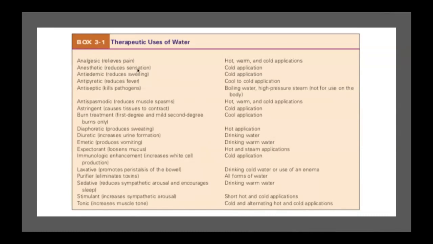So we've got analgesic, relieves pain. Anesthetic, reduces sensation. If we come back down here, antispasmodic, reduces muscle spasm. Burn treatment, first degree and mild second degree burns only. Let's see here. We've got laxative, promotes peristalsis of the bowels. Stimulant increases sympathetic arousal. Tonic increases muscle tone. And I believe here it's just linked to this hot, warm, cold application code. Yeah, so over here is just linked to what's over here. I'm going to tell you this box is very important.